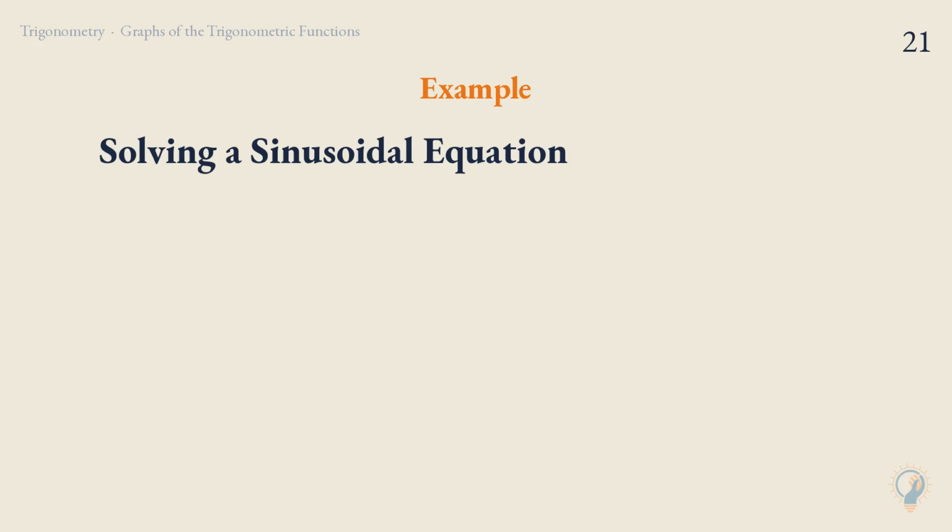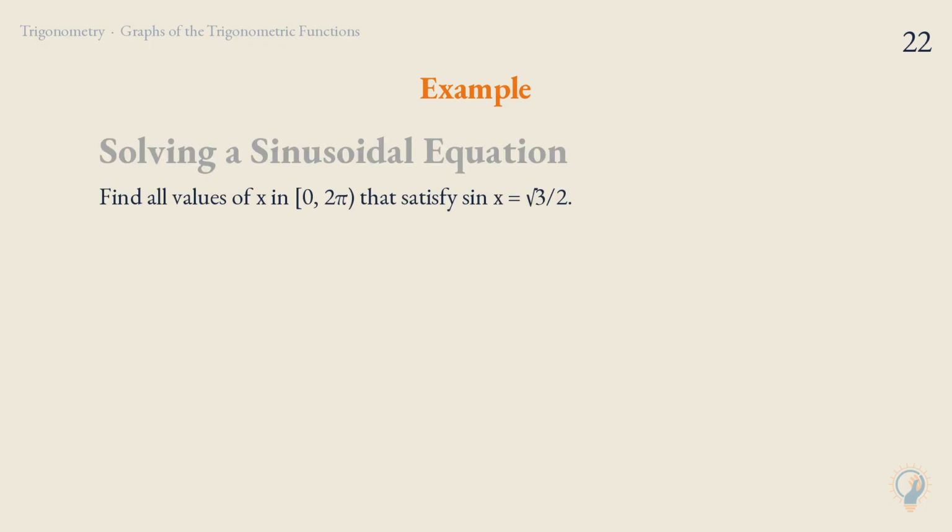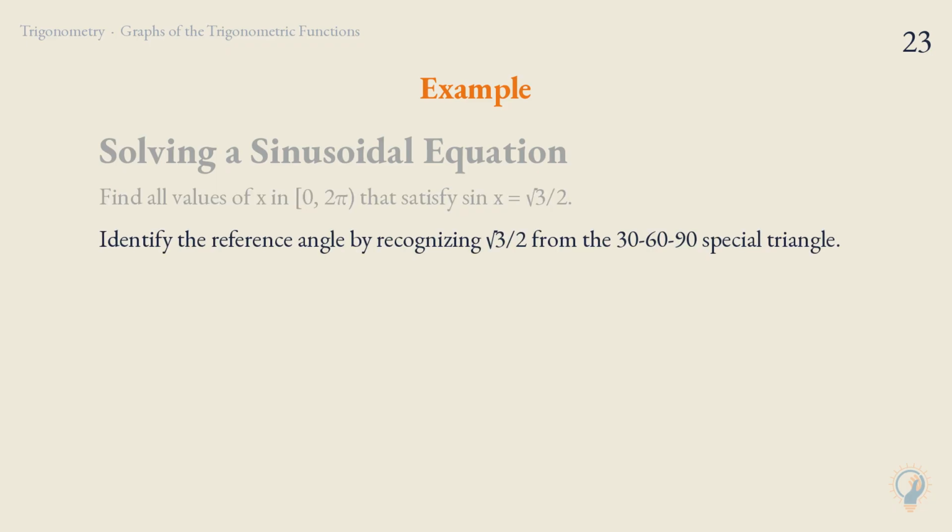Worked example: solving a sinusoidal equation. Find all values of x in the interval from 0 to 2 pi, not including 2 pi, that satisfy sine of x equals the square root of 3 over 2. Identify the reference angle by recognizing the square root of 3 over 2 from the 30-60-90 special triangle. Sine of pi over 3 equals the square root of 3 over 2, so the reference angle is pi over 3.